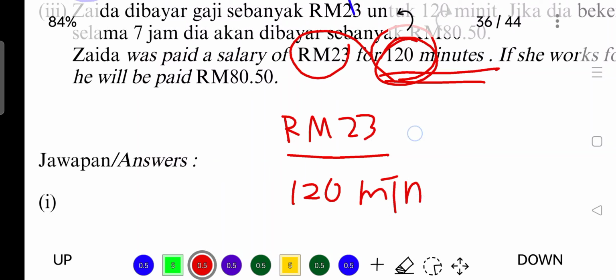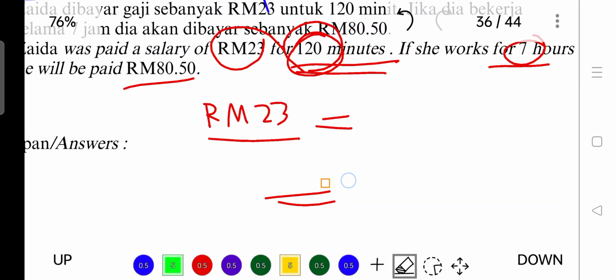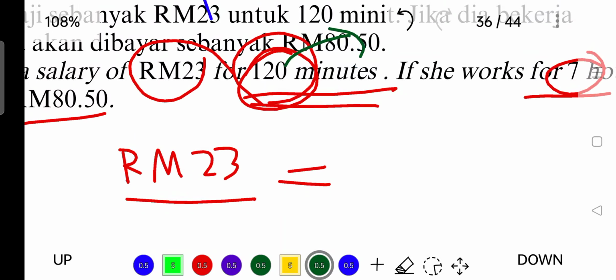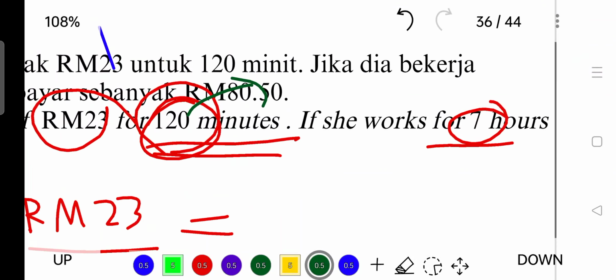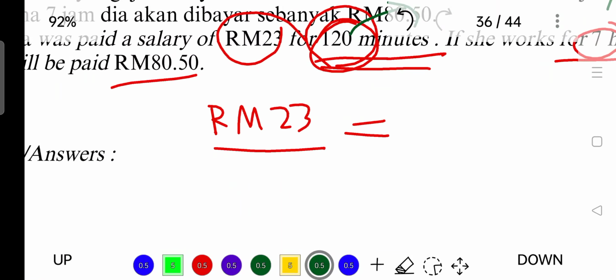Okay, this is equal to 7 hours. Wait, you cannot write it as 7 hours because you have to convert it. How if I want to convert this instead? 120 minutes, I convert it into hours. Can I do that? Of course I can. So 120, I just divide it by 60, right? So I get 2 hours. So this one, I put it as 2 hours.